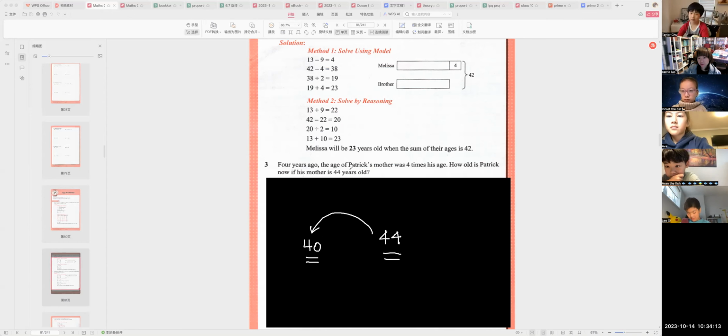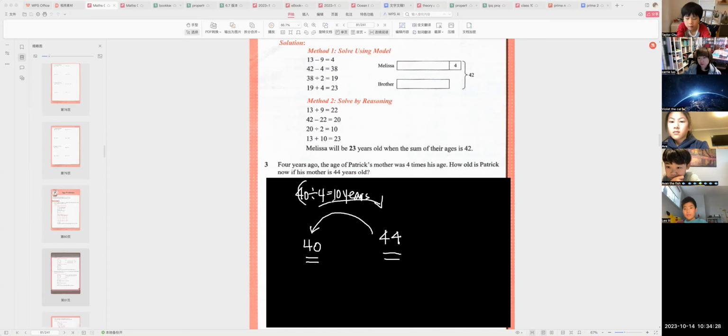Okay, so at this time, Patrick's mom is 4 times his age. 那 Patrick 几岁啊？是不是40除以4，对不对？So it's 10 years old. What do you mean? How is Patrick 40 years old? Okay, so now what is Patrick's age?